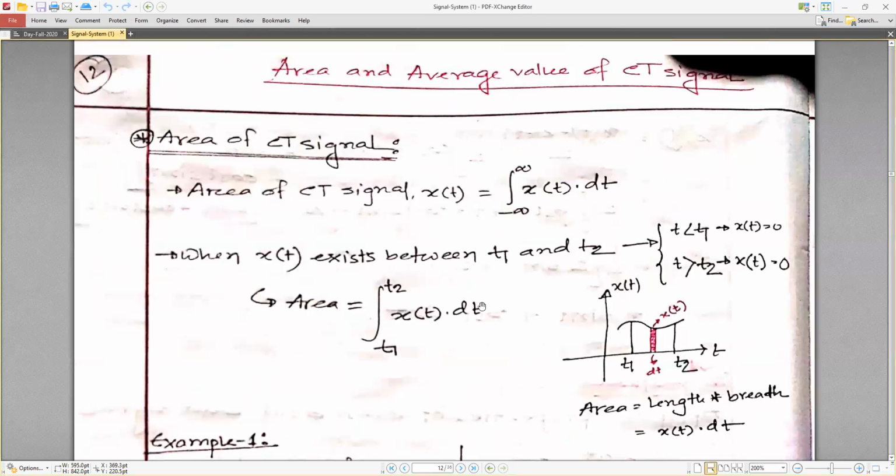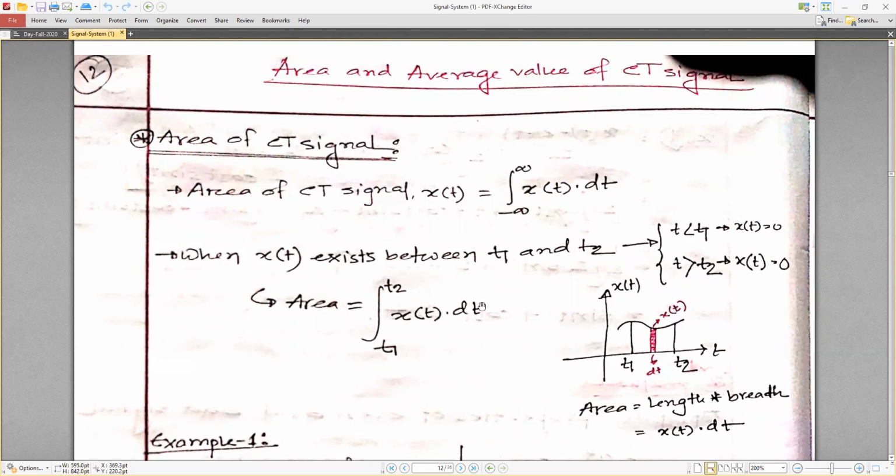Now see, this is the area and average value of CT signal. CT means continuous time signal. So we'll find out the area and average of the continuous time signal.